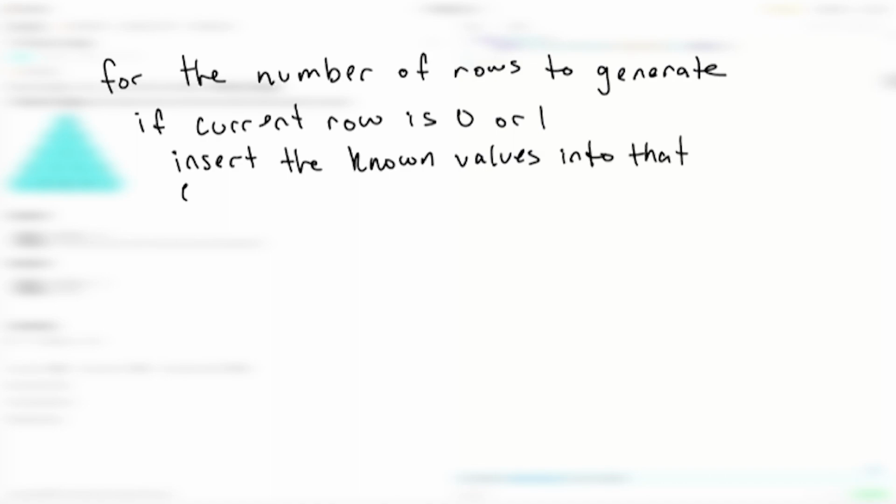So we want to start out by saying for the number of rows to generate, we want to first check to see if the current row is 0 or 1. If this is the case, we're going to go ahead and insert those known values into that current row. Then after this, we're going to say otherwise.